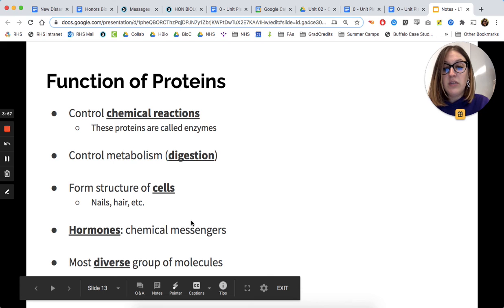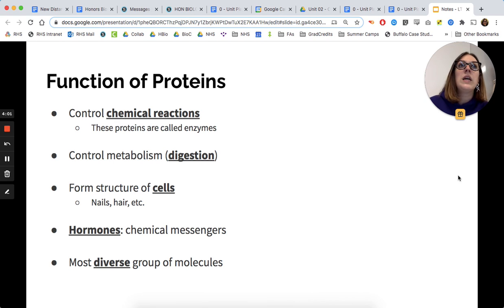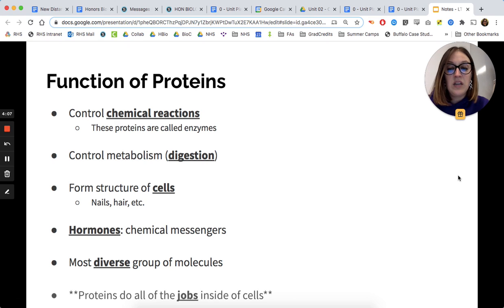Proteins are the most diverse group of molecules, meaning there are more different types of proteins than there are any other type of molecule in your body. So there's a great diversity of them. And perhaps most importantly, in order to summarize all of these, I want you to think of proteins as the things that do the jobs.